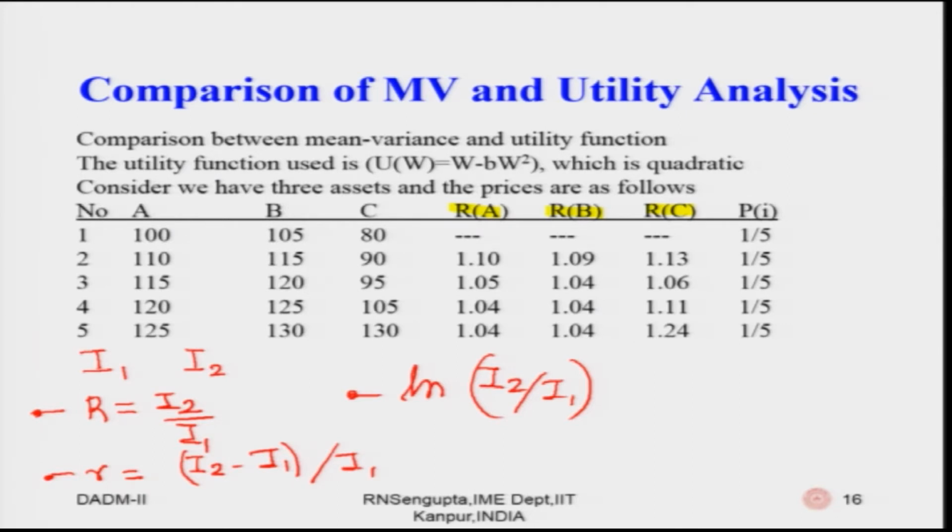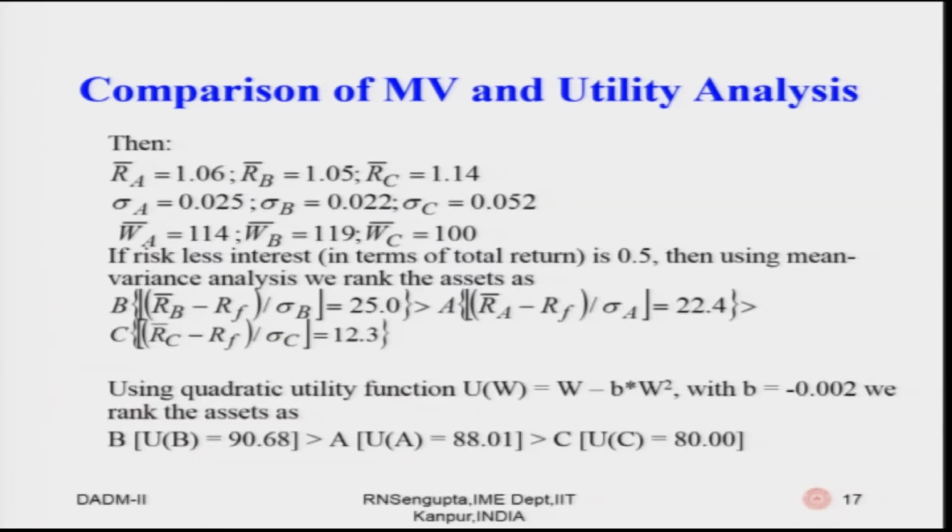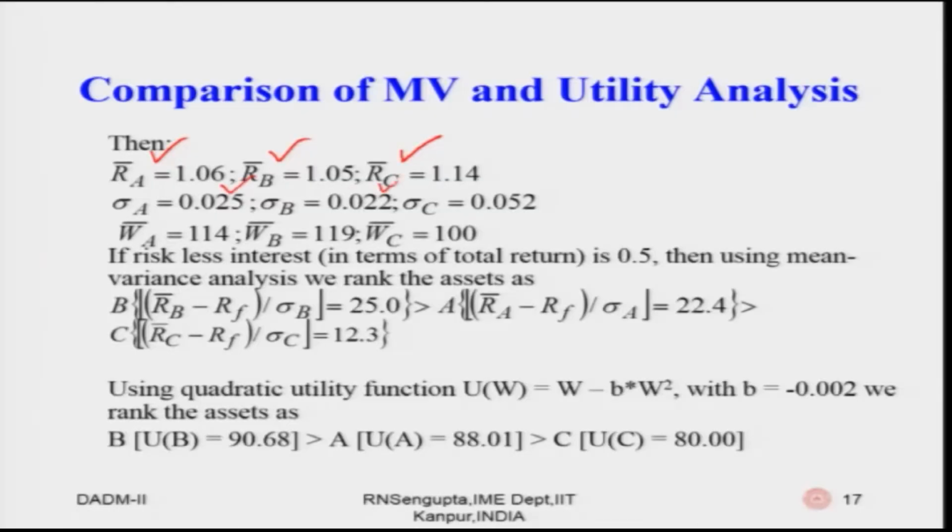The probabilities we consider are 1/5, 1/5, 1/5 for all the cases. This is a simplistic case. Based on that, we find out the average returns, that means add them up and divide by the number of outcomes. Those are given as R bar A, R bar B, R bar C, and the sigma, which is the standard deviation or standard error for this sample, for R A, R B, R C are again calculated. I am just putting a tick mark so you can understand.